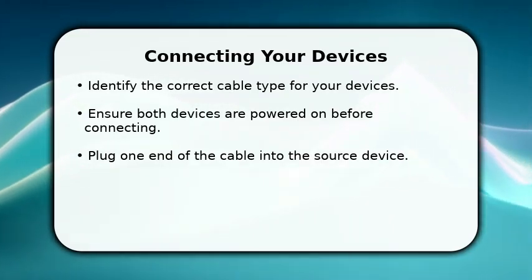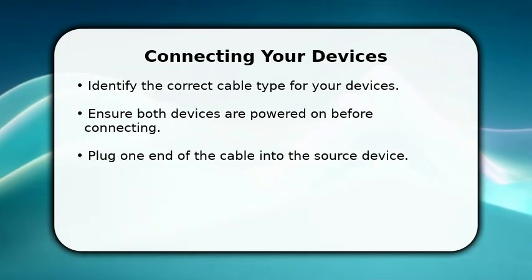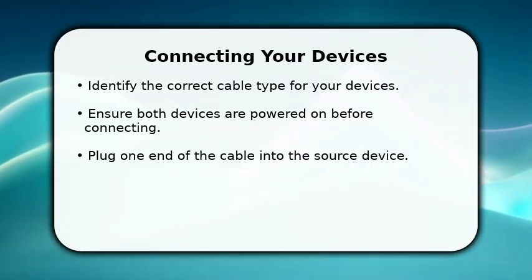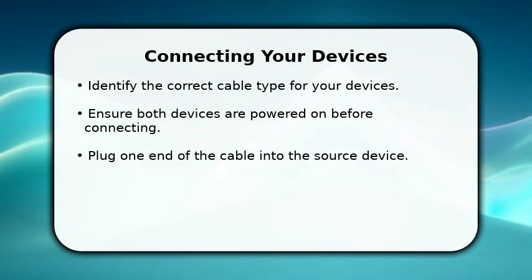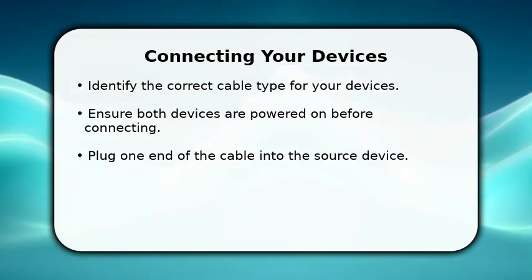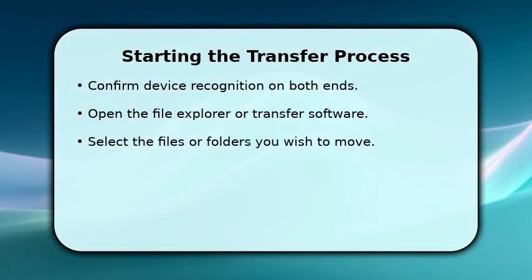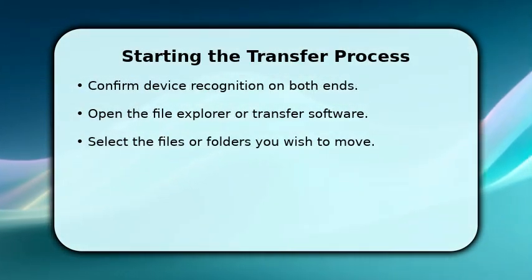Carefully plug one end of the cable into the designated port on your source device. Then, connect the other end of the cable to the corresponding port on your destination device. This establishes the physical link for data exchange. Once connected, your devices should recognize each other, often with a notification.